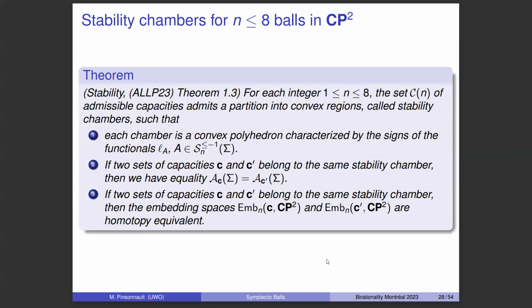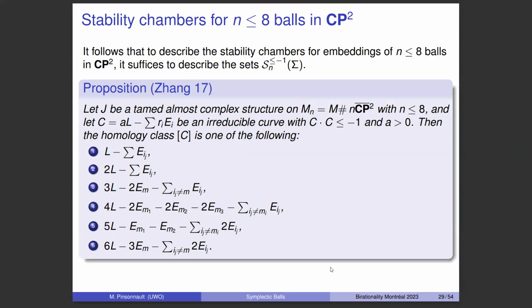And the nice thing is that if I go back to CP2 now and I apply all these ideas and I look at a set of not more than 8 balls in CP2, then we can list all those bad curves that create obstructions to the inflation process. And because we can list all of them, we can tell for which capacity C I have the exact equality between script A, C and script A, C prime. So here are the relevant curves, not very surprising.